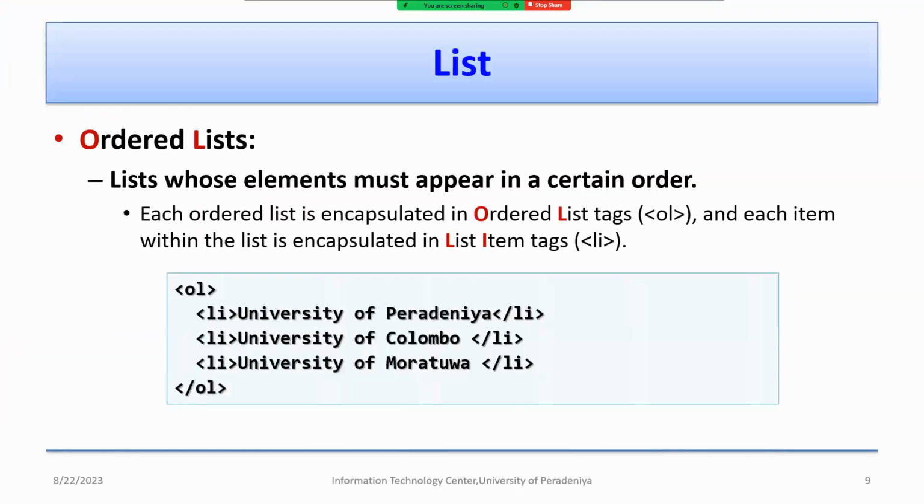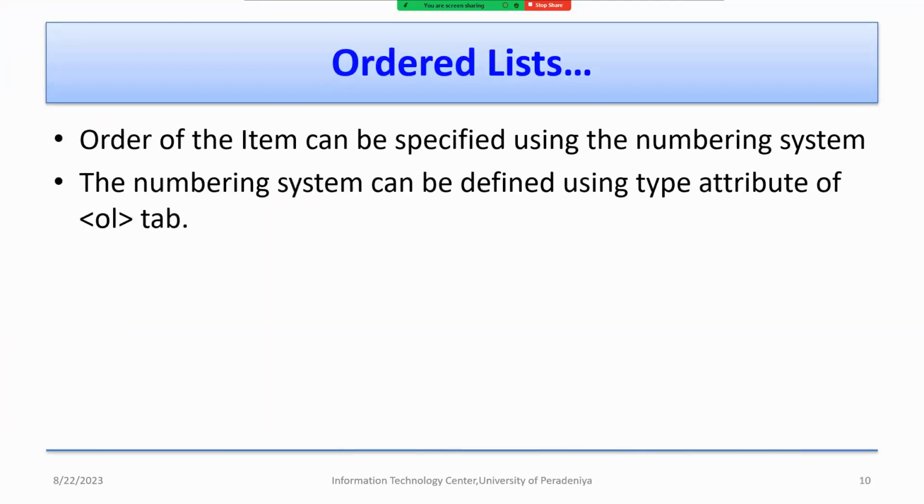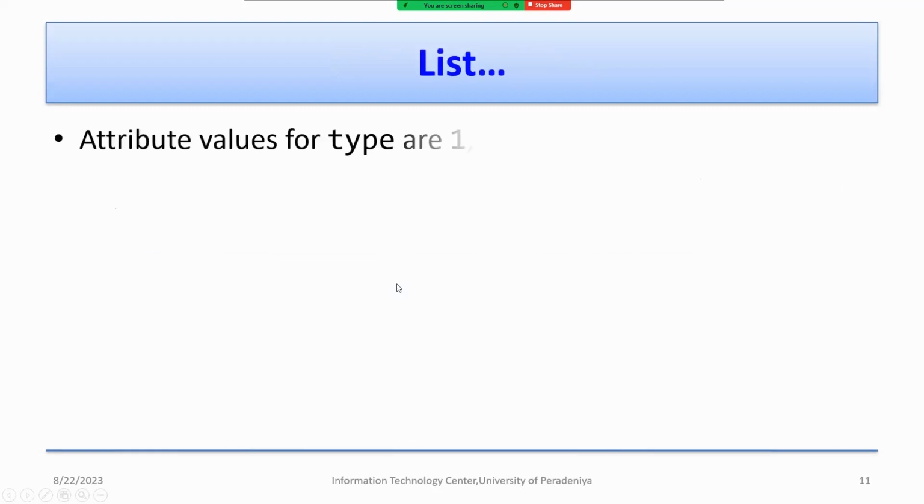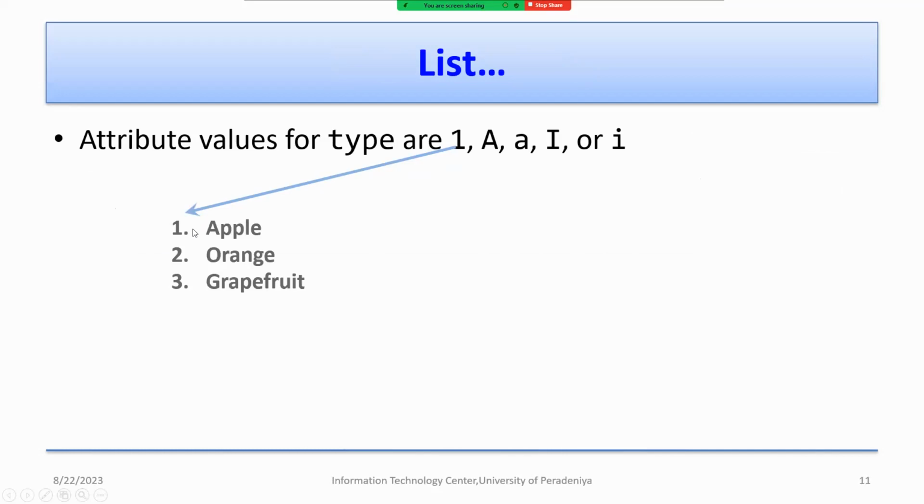This is an ordered list, which means the items must appear in a certain order. The order of the items can be specified in a numerical number system. By default, this number system is the Arabic number system. If you want, there's an attribute called type. By assigning the style of the number system, we can change this numeric system. For the Arabic number system, the type is one.